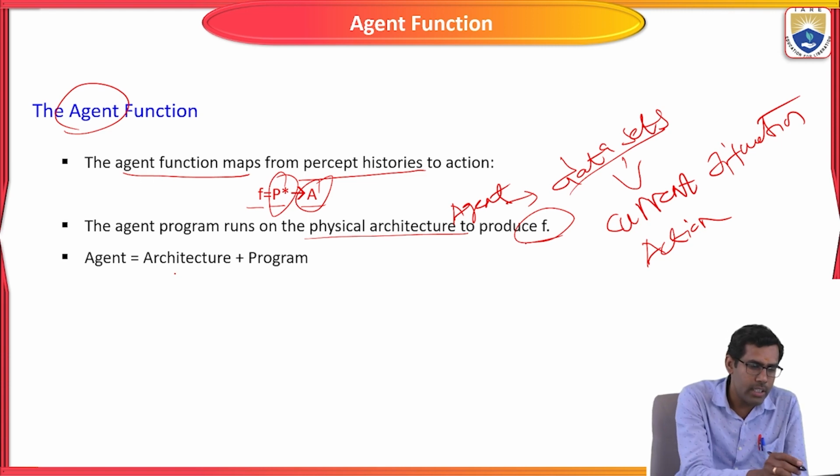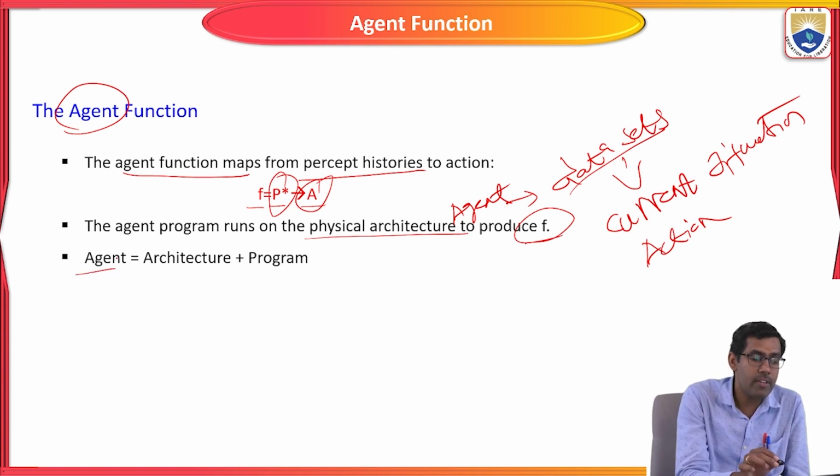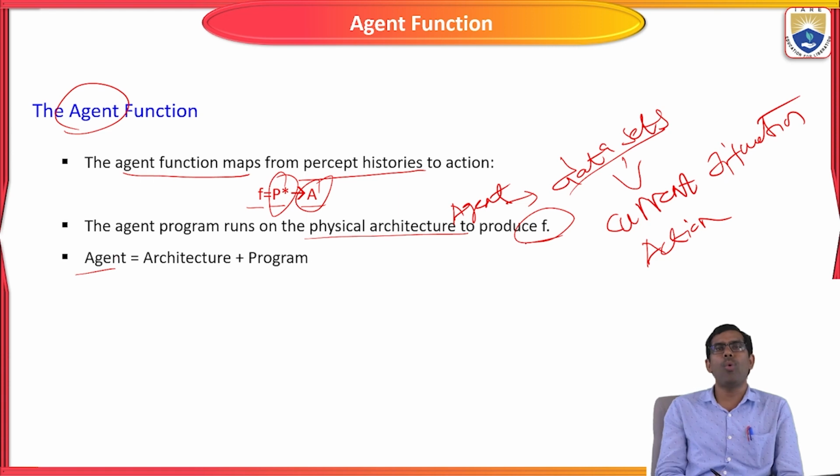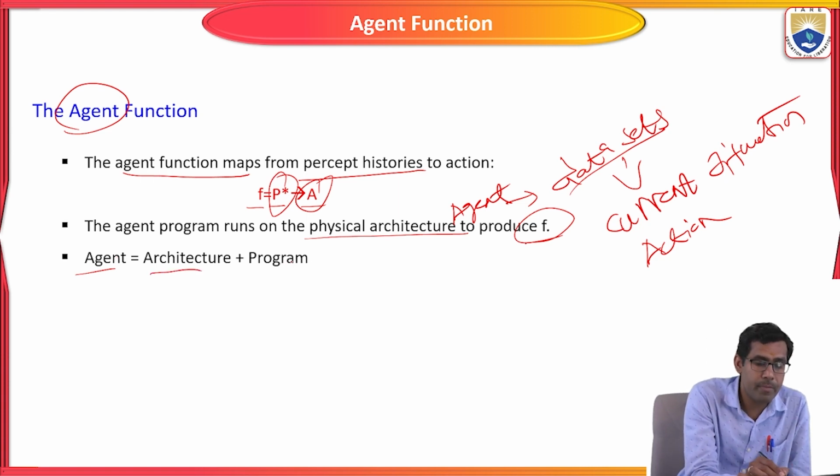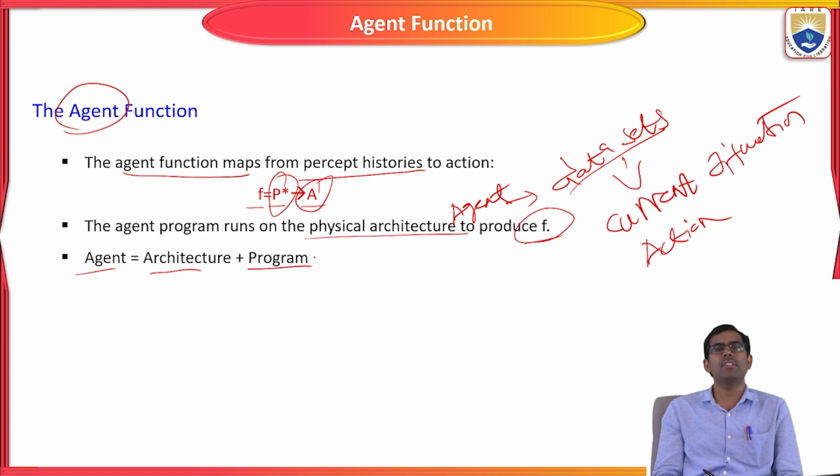So what is the agent? Here, the physical architecture plus the logical program. Physical architecture plus logical program. So agent is equal to architecture plus program.